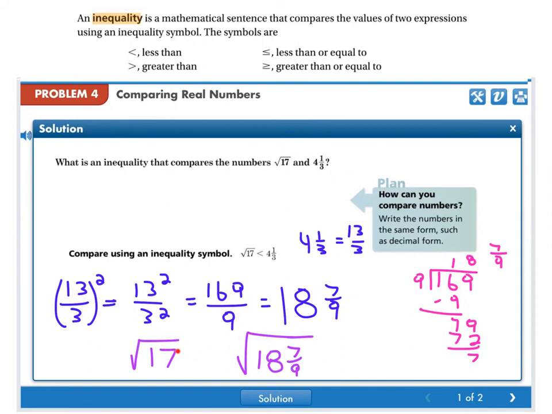So I can now compare these two: square root of 17, square root of 18 and 7/9. Which one's greater? Clearly, because 18 and 7/9 is greater than 17, the square root of 18 and 7/9, which is that, is greater. Okay?